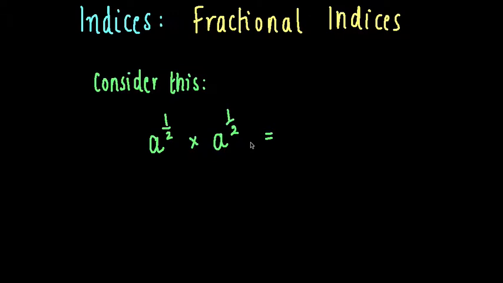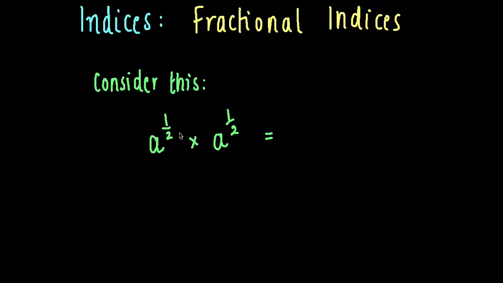What we're going to do today is look at fractional indices. So what does this mean? Have a look at this here, a to the power of a half. What we've looked at so far are indices where we've got a positive integer, a positive whole number. We've also looked at negative indices, and that's where we had a negative whole number. In this part of our topic, we're going to look at what happens when we have a fraction as our index. We're going to have a look at some special cases.